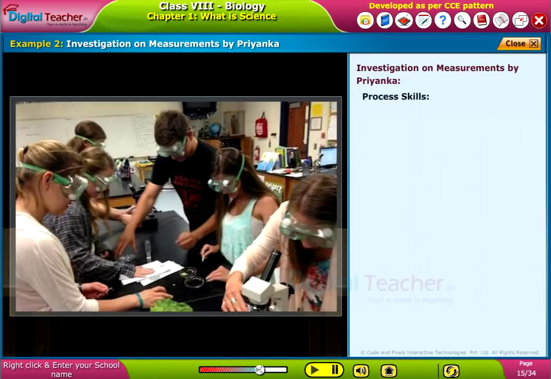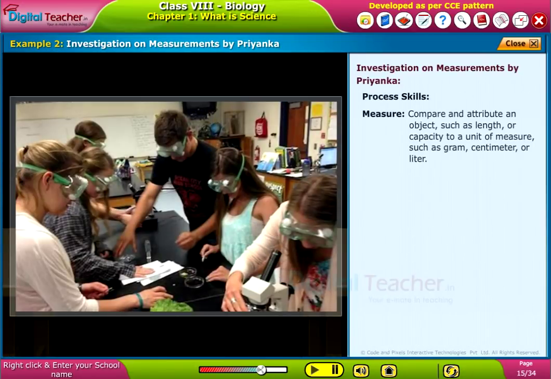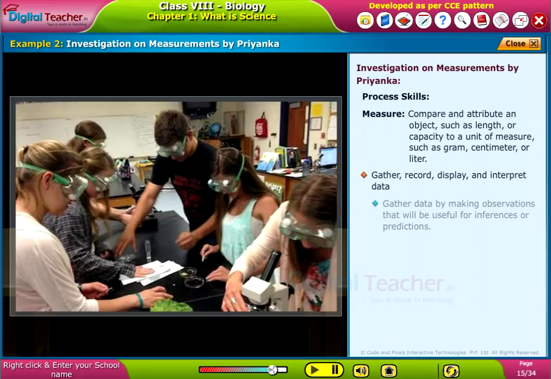Process skills. Measure: compare and attribute an object, such as length or capacity, to a unit of measure, such as gram, centimeter, or liter. Gather, record, display, and interpret data. Gather data by making observations that will be useful for inferences or predictions. Record data by writing down the observations in a table, graph, or notebook.